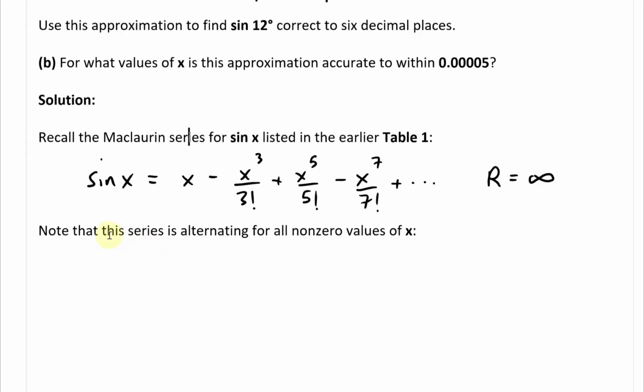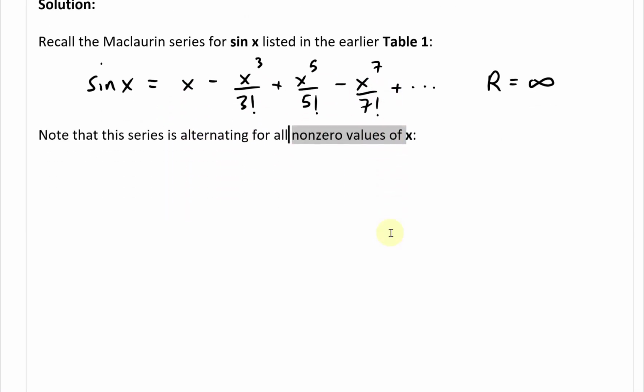Note that this series is alternating for all non-zero values of x. When you plug in 0, it just goes to the trivial 0. When you plug in anything else, it's going to be alternating, and I'll make a table to show you. My calculus book doesn't actually do this. They just state it, but let's go through it for completeness.